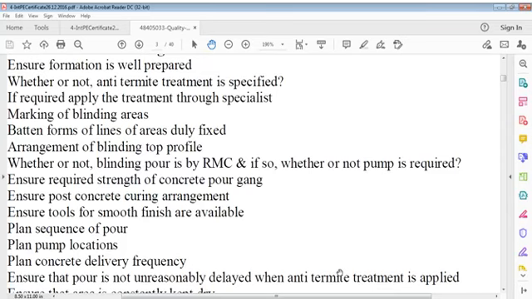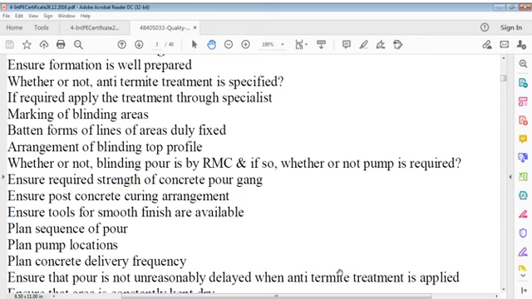Then you can say ensure tools for smooth finish are available. Lining is done on that, waterproofing is done on that. So you also have to make the layout in that. So ensure, you can say, tools for smooth finish are available.